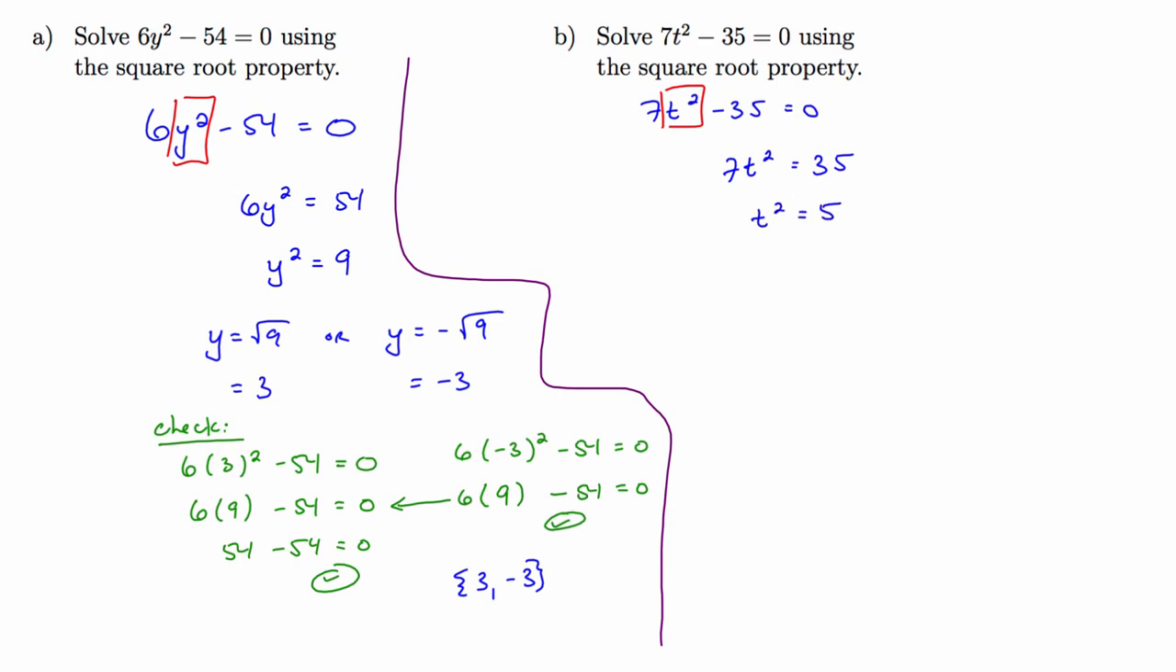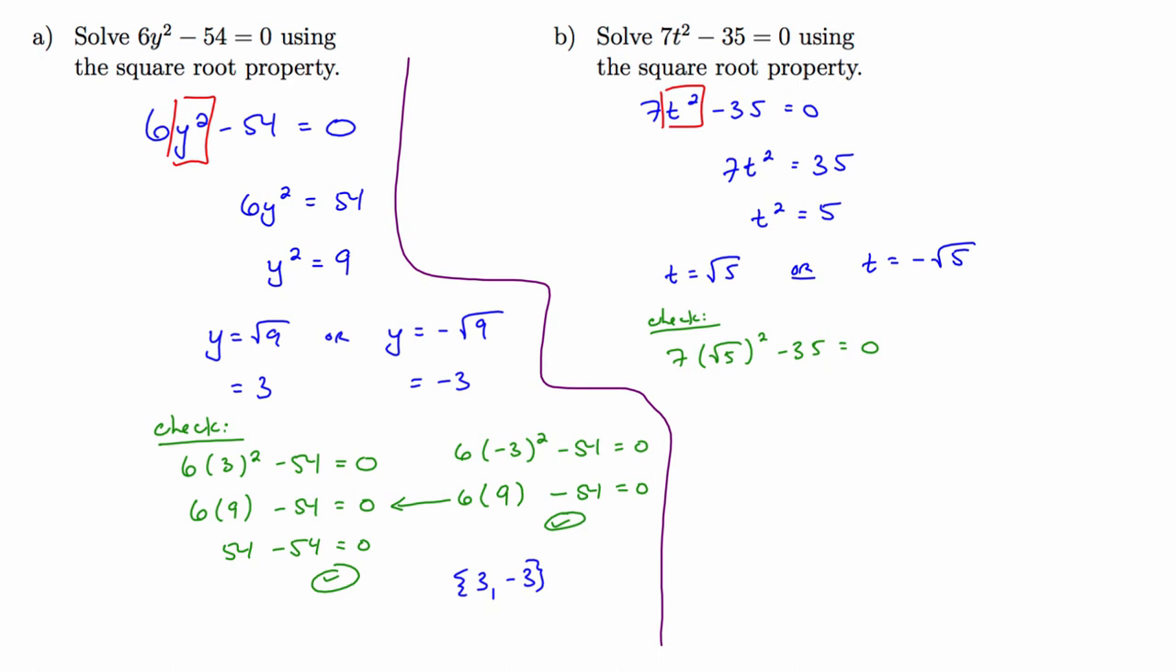The square root property states if t squared equals 5, then either t equals the square root of 5 or t equals the negative square root of 5. The difference from part A is that I cannot simplify root 5 any further. I could still check my work though. To check my work, I would throw root 5 back in for the t. So let's check that real quick. I would have 7 times the square root of 5 squared, minus 35, and we're going to check, is that equal to 0?